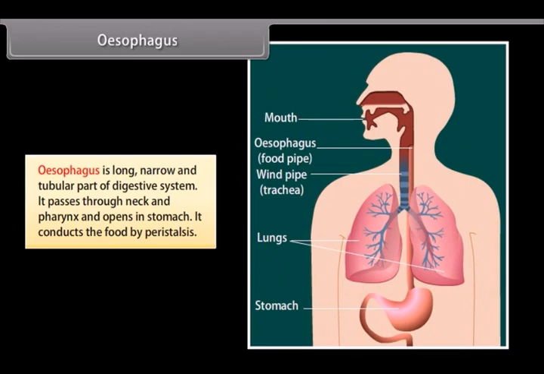Esophagus. Esophagus is a long, narrow and tubular part of the digestive system. It passes through the neck and pharynx and opens into the stomach. It conducts the food by peristalsis.